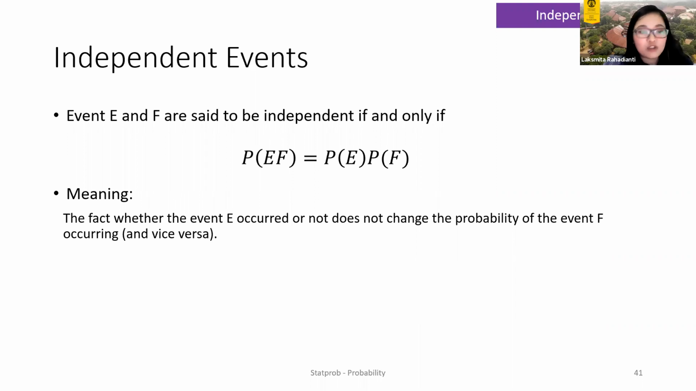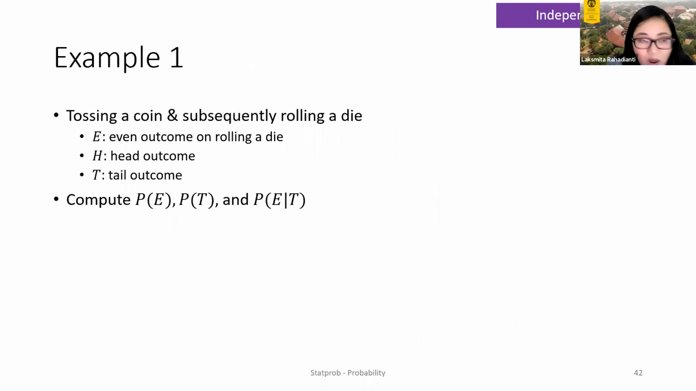So as an illustration, this is one example of independent events. I'm tossing a coin, and then afterwards, I immediately roll a die. If I define my events, E is an even outcome, H is a head outcome, T is a tail outcome, I would like to compute all of these probabilities, P(E), P(T), and P(E given T).